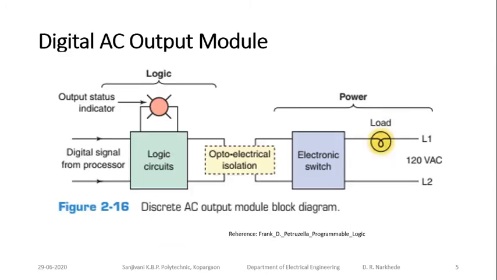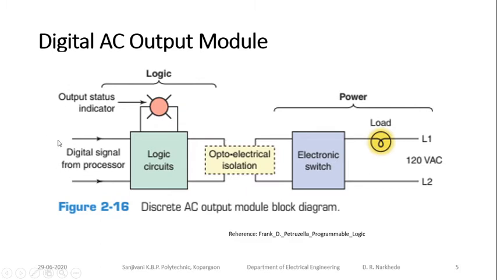Now in the AC output module, what happens? The processor, after getting the signal from the input module, as per the logic written into the program, will execute the program and activate or deactivate the output devices. But what is the problem? The output devices in that case are mostly AC devices, that is motors, indicators or something, and they cannot be run with the processor signal.